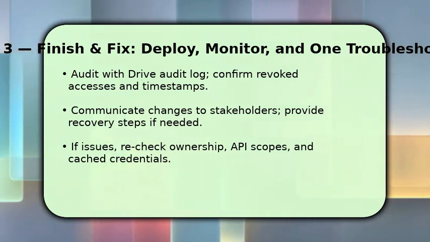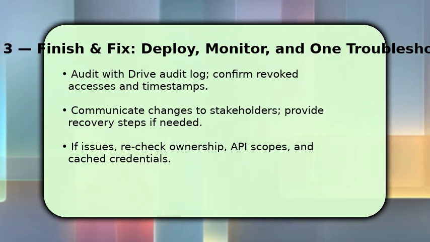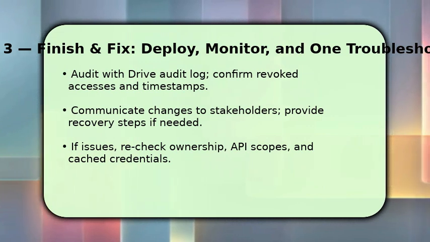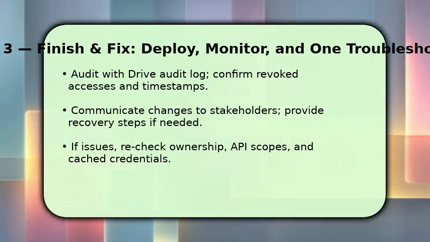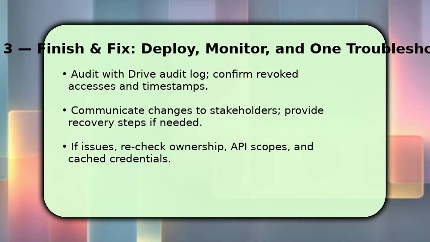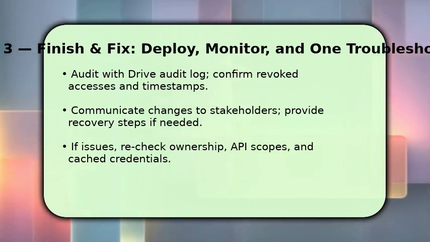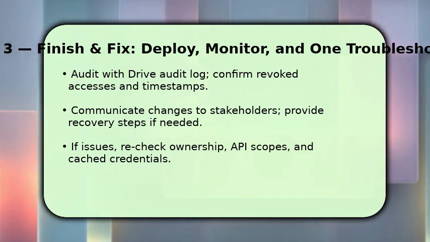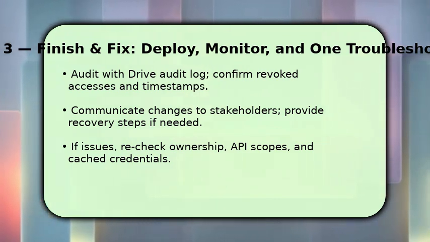If something fails, recheck ownership transfers, rescan API scopes and OAuth grants, and clear cached credentials on devices. Sometimes cached tokens still allow access. If access persists, temporarily suspend the account or disable Drive service in the Admin Console while you resolve lingering permissions.